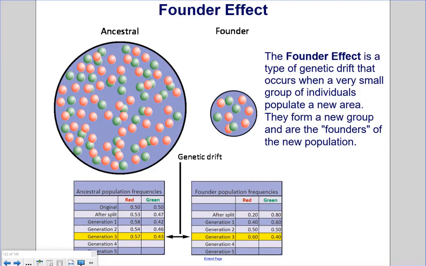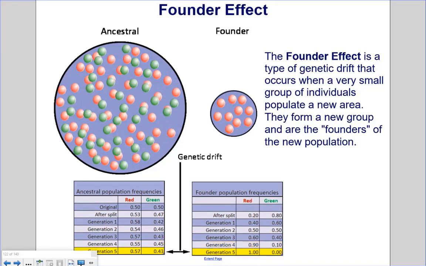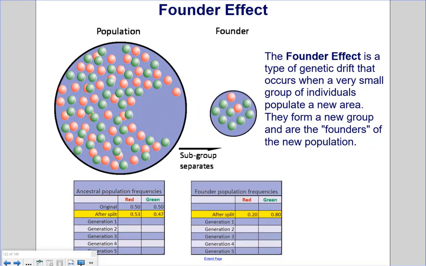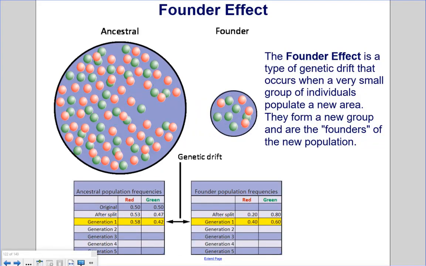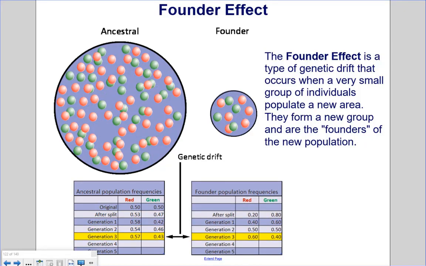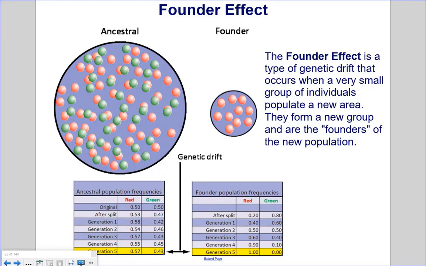And originally it started off with more green alleles than red, but over a few generations, for some reason, the red allele is favored more, and so over a couple generations, the two populations are almost totally different. We have the ancestral population with a mix of phenotypes, and then the founder population just looks totally different because there's all red alleles there and no green.